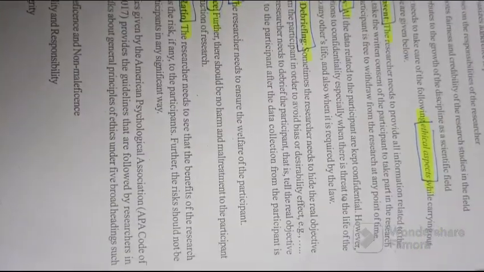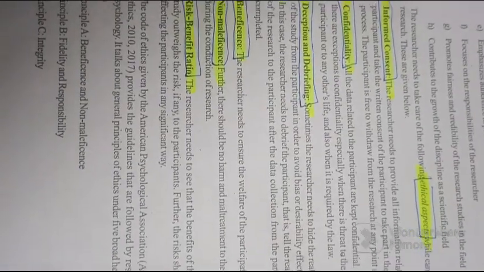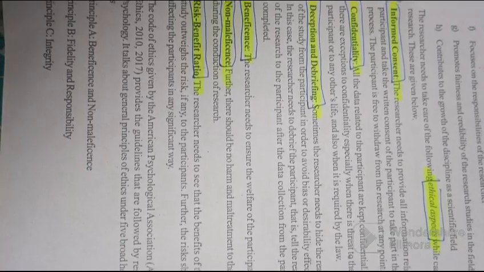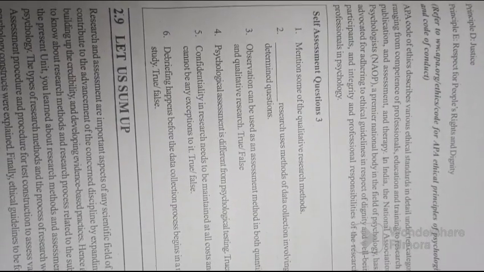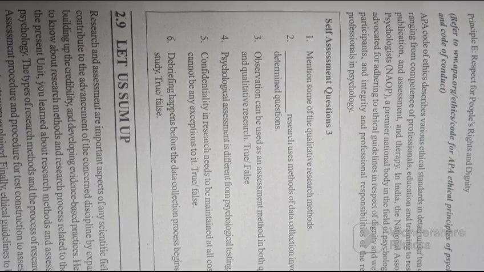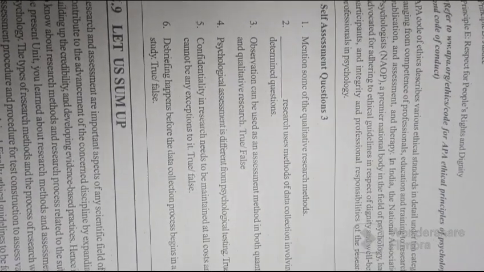So the American Psychological Association also provides guidelines which are followed by the researchers. So beneficence, non-maleficence, fidelity, responsibility, integrity, then justice, respect for people's rights and dignity. So this is all very important. So here we come to the end of unit 2, which is the research methods in positive psychology.